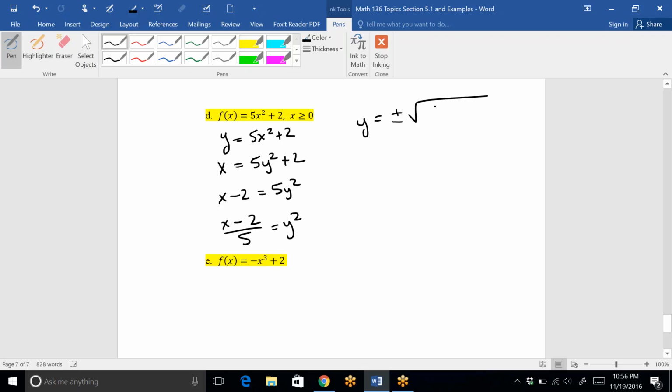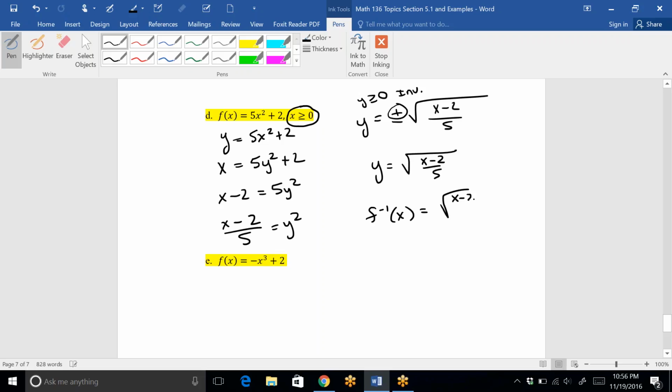Normally we would write plus or minus all of this, except we knew that our x's were greater than or equal to 0 in our original, which means our y's are greater than or equal to 0 in the inverse. So we're only going to go with the plus case. And then this would be f inverse of x equals the square root of x minus 2 over 5. If you needed to rationalize, which we normally do, we would multiply top and bottom by square root of 5. So that actually makes f inverse of x equals the square root of 5 times x minus 2, over 5. You can distribute that if you want or not.